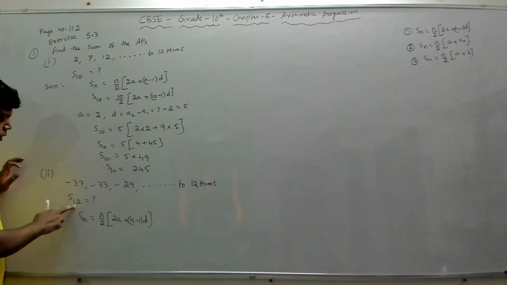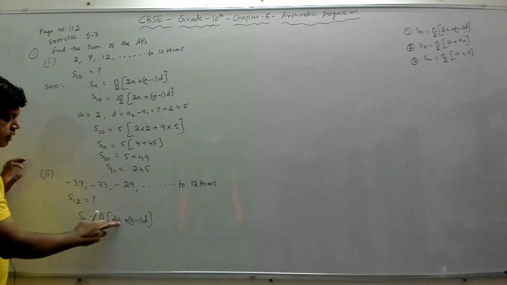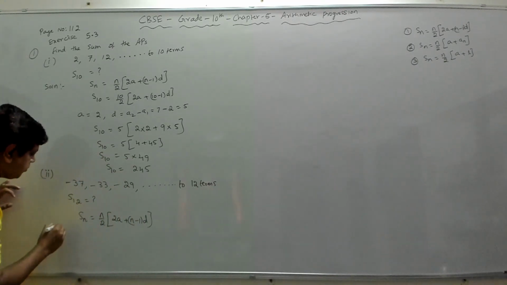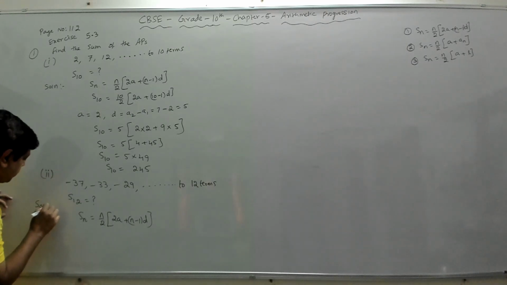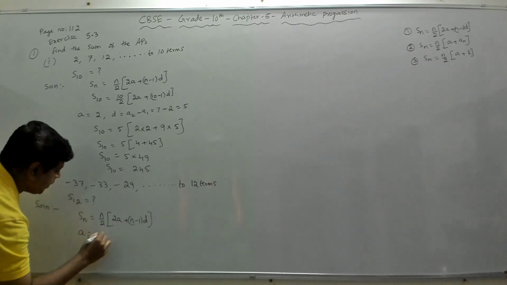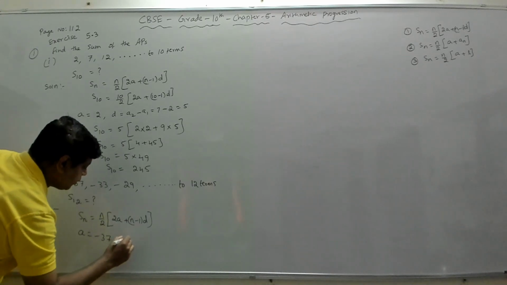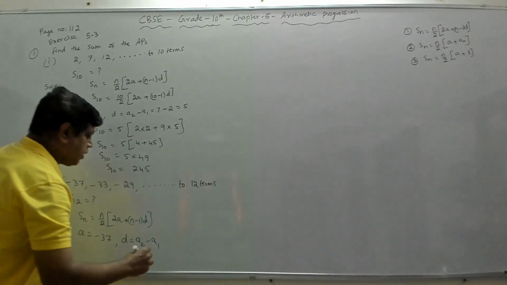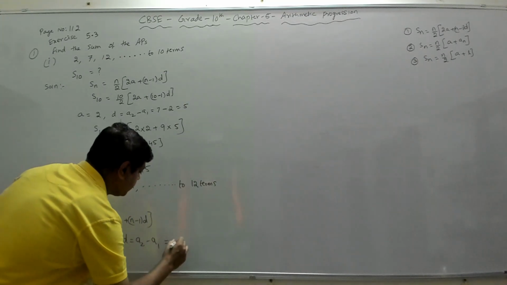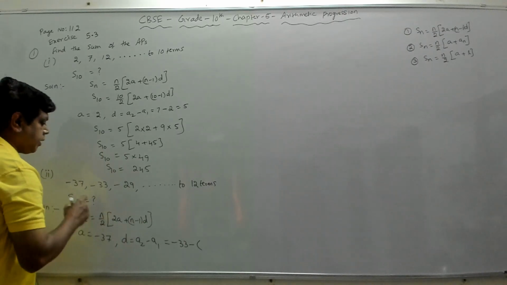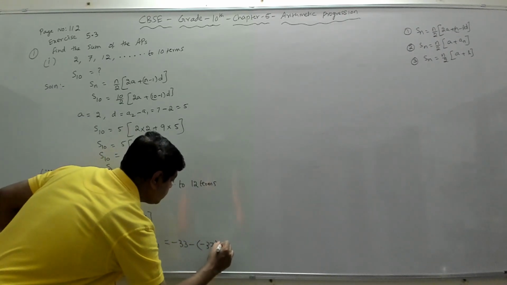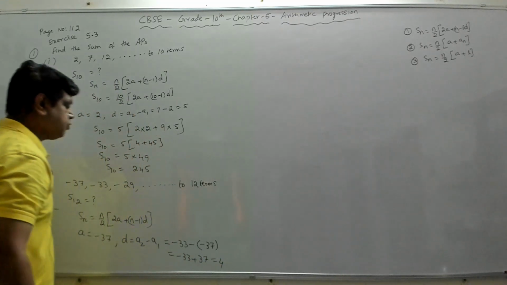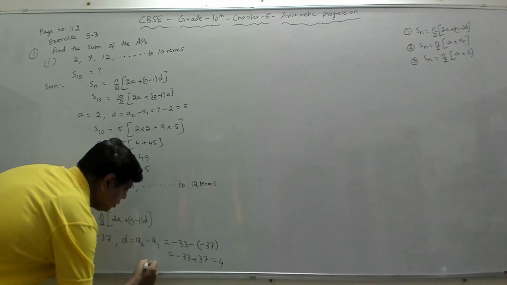Now here we know n is 12. We have to find S12. We should find a and d. If we know a and d, we can substitute in this formula. So a is the first term, which is minus 37. And d, the common difference, is a2 minus a1. That is a2, which is minus 33, minus a1, which is minus 37. That gives you minus 33 plus 37, which is plus 4. So your d is 4.